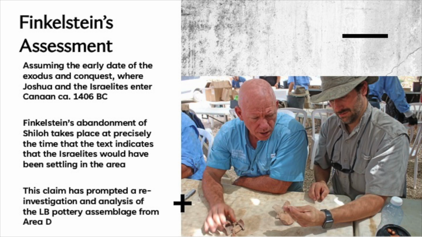So we are assuming with this project an early date of the Exodus conquest, where Joshua and the Israelites enter Canaan approximately 1406 BC. And so Finkelstein's abandonment of Shiloh takes place at precisely the time that the text indicates the Israelites would have been settling in the area. This bold claim has prompted a reinvestigation and a reanalysis of the Late Bronze pottery assemblage from Area D.